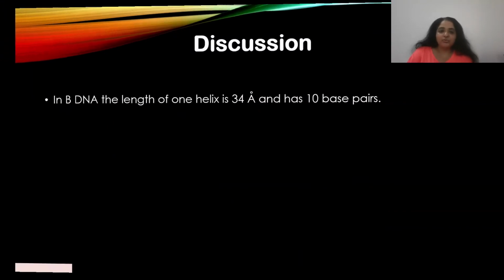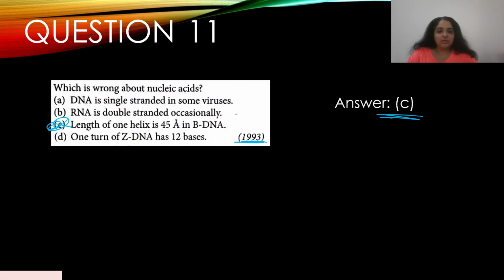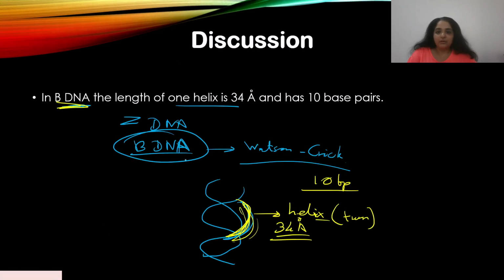The other option that was D, one turn of zDNA, zDNA has 12 bases. Yes, that's correct. One turn of zDNA has 12 bases. But what is wrong about nucleic acid? Length of one helix is 45 Armstrong in bDNA.